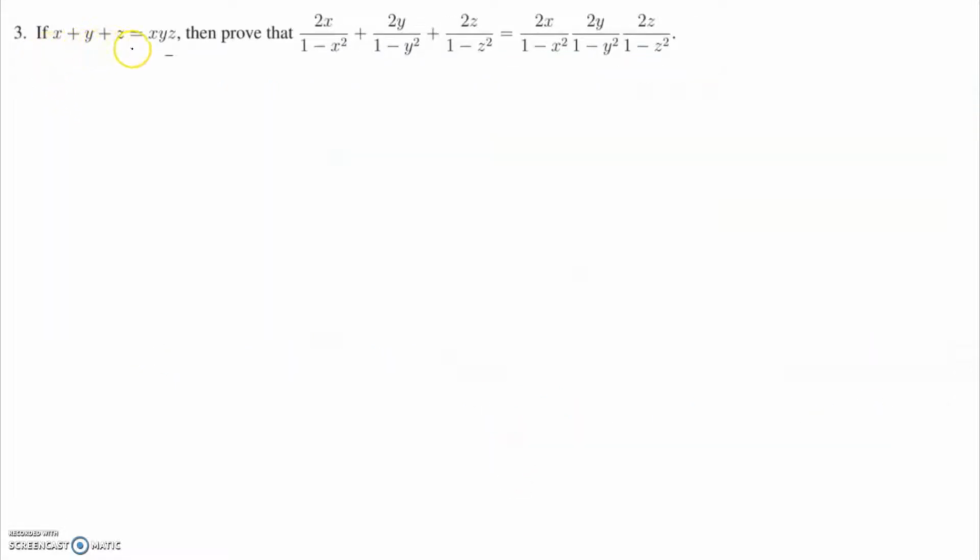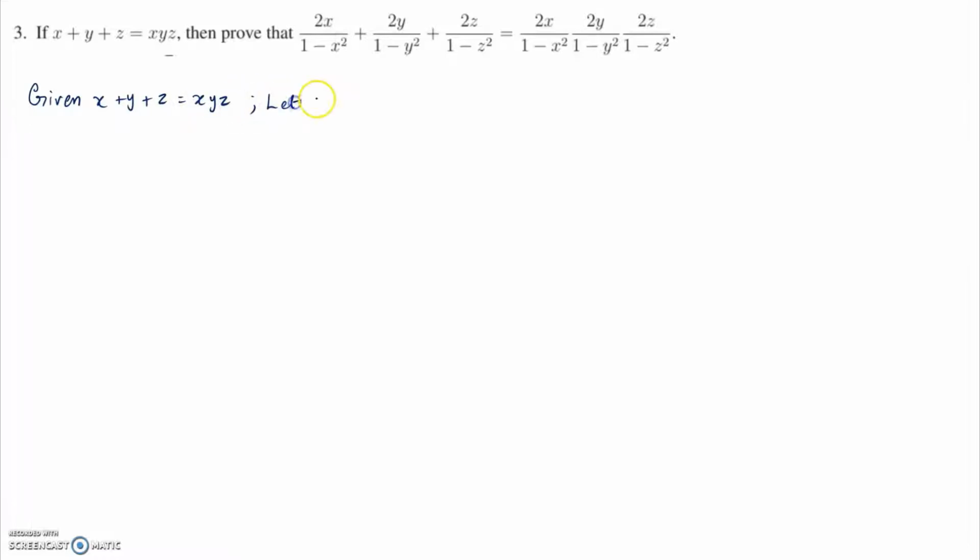Question number 3. If x plus y plus z is equal to xyz, then prove that 2x by 1 minus x squared plus 2y by 1 minus y squared plus 2z by 1 minus z squared is equal to 2x by 1 minus x squared times 2y by 1 minus y squared times 2z by 1 minus z squared. So here what is given is x plus y plus z is equal to xyz. So let's say given x plus y plus z is equal to xyz.